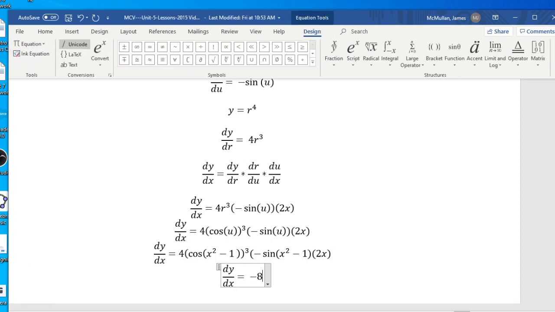So let's go dy dx. Negative 8x, I can see that. Now, what do I have left? I have cos of x squared minus 1, cubed.